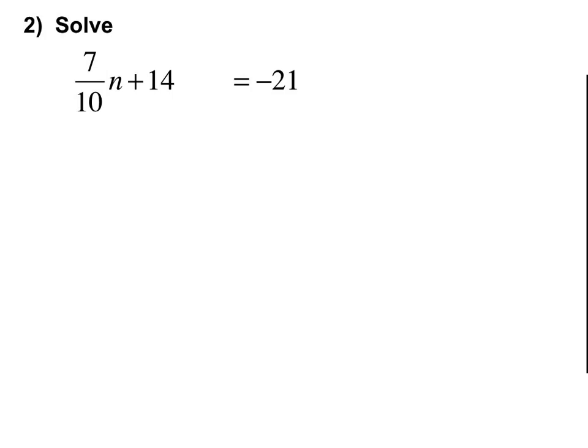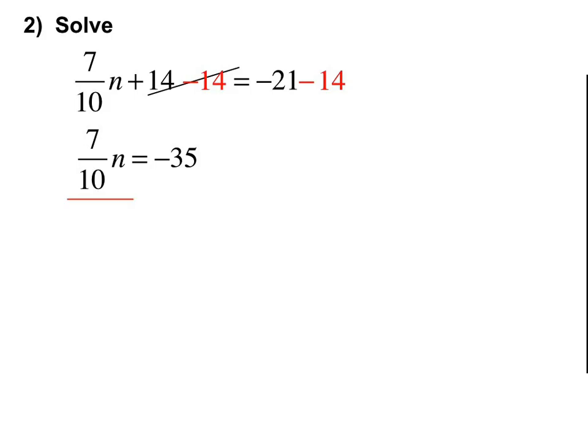So here's what we need to do. We need to subtract 14 from both sides. We made 0 right there, so they cancel each other out. On the left-hand side, we have 7/10 n. On the right-hand side, negative 21 minus 14. We've probably done 1,000 problems where we've had to solve problems like negative 21 minus 14.